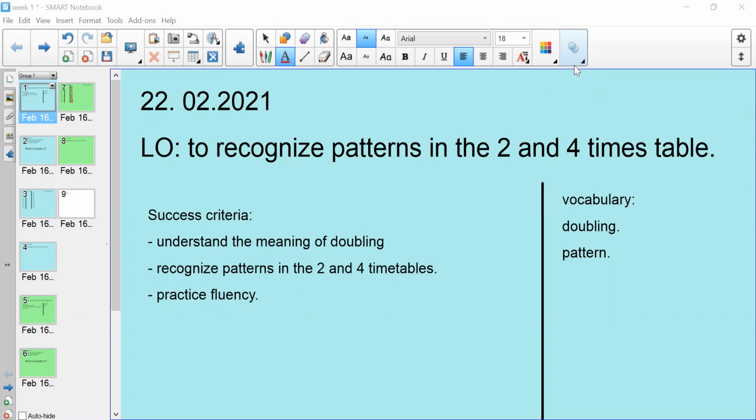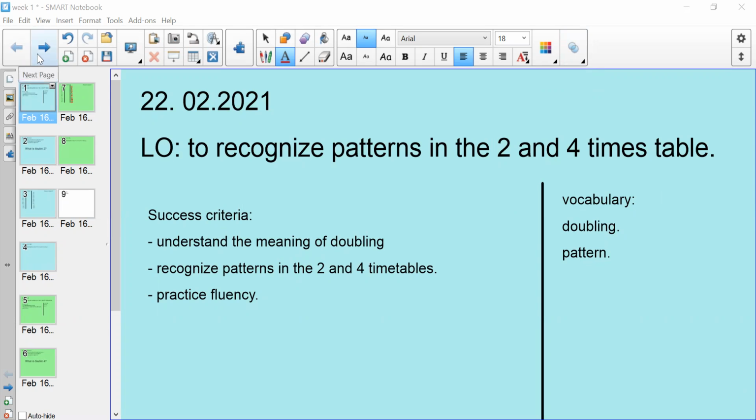So today we're going to be looking at recognizing patterns in the 2 and 4 times table. Your success criteria is to understand the meaning of doubling, to recognize patterns in the 2 and 4 times table, and to practice your fluency. And the vocabulary we'll need for today's lesson is doubling and pattern.